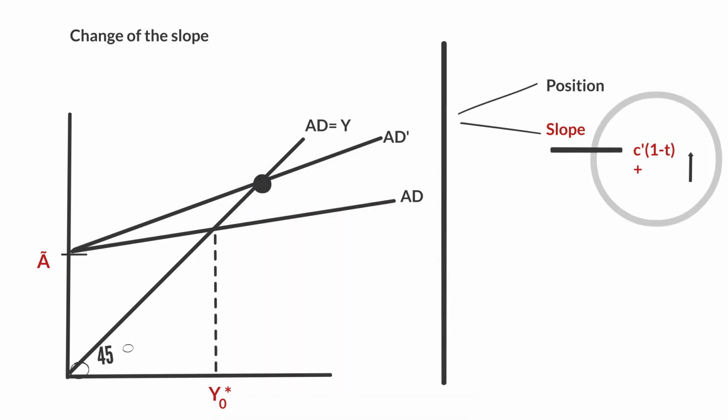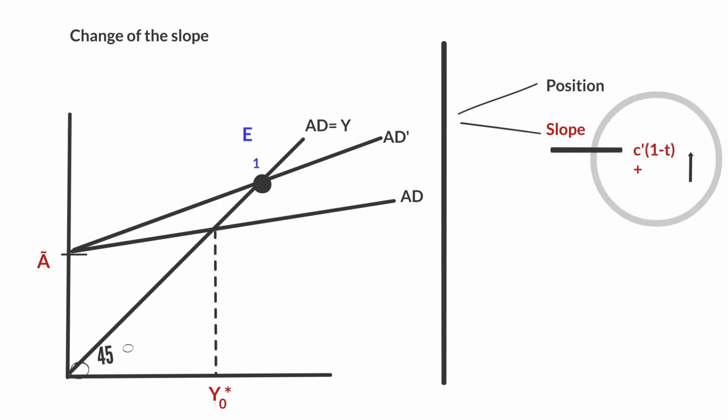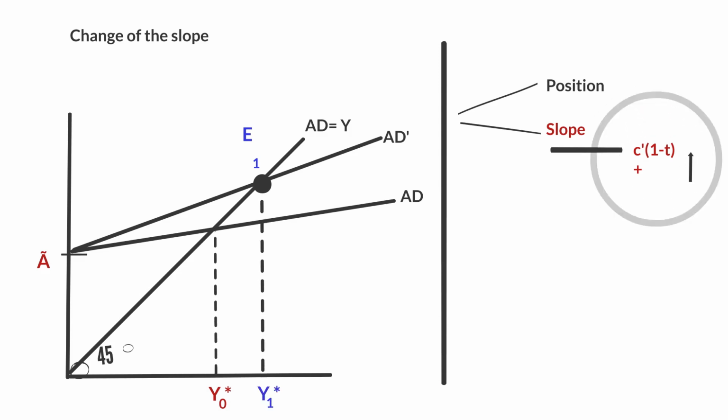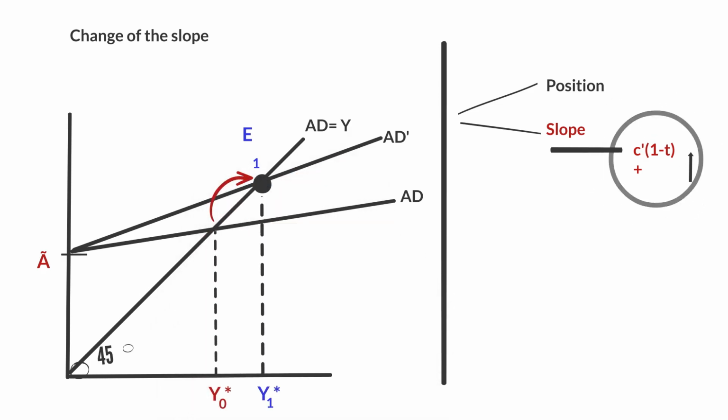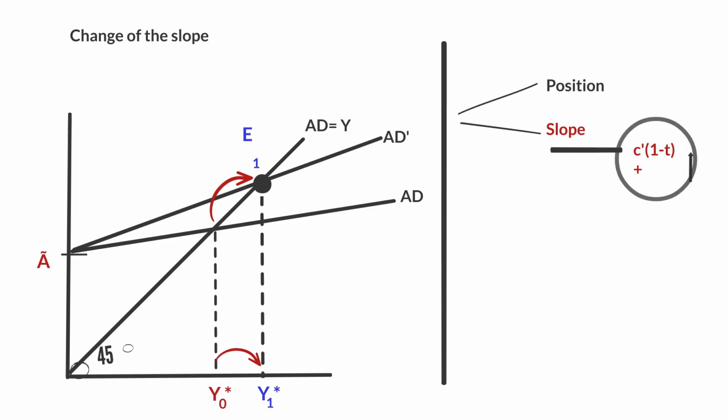The curve becomes more inclined and we obtain a new intersection point that we call E sub 1, and that reflects a new level of income Y asterisk 1. In this way, the change in slope will reflect a new change of the equilibrium point and an increase in the equilibrium income.